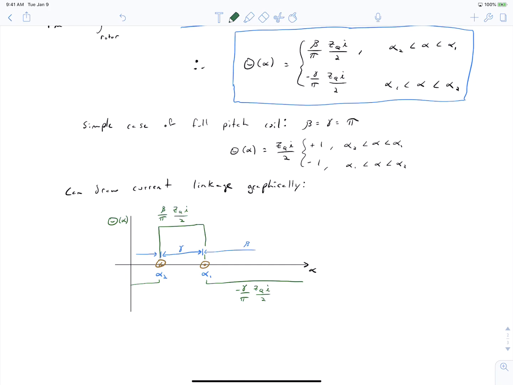So if I had made my coil a full pitch coil, so that gamma equals pi and beta equals pi, the magnitude of the current linkage would be the same at all locations. It would just switch directions. But because the coil is short pitched in this case, gamma is much less than pi, now all of a sudden in this region right here we have a much larger current linkage magnitude than we have over here.